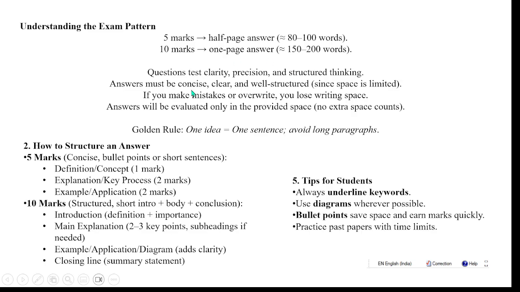Even if you make a mistake or if you overwrite, you are going to lose the space, and no extra space or extra sheet will be provided. Also, you should only write your answer in the given space. Some space will be left on the left and right sides, and you should not write there, because they are only going to evaluate the part which is present in the provided space. So the golden rule is that if you have one idea, you should write it in one sentence. Avoid long paragraphs.